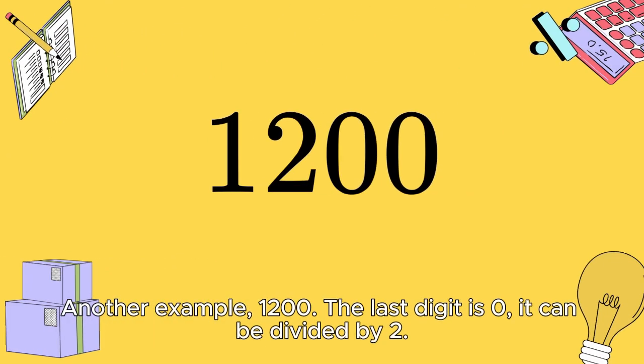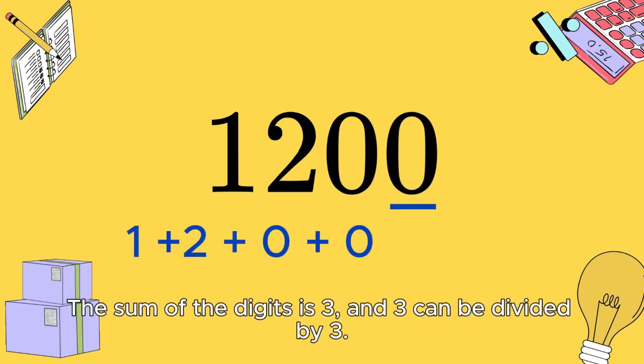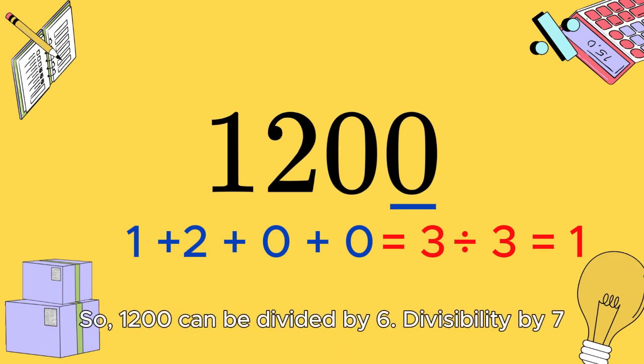Another example, 1200. The last digit is 0. It can be divided by 2. The sum of the digits is 3, and 3 can be divided by 3. So 1200 can be divided by 6.